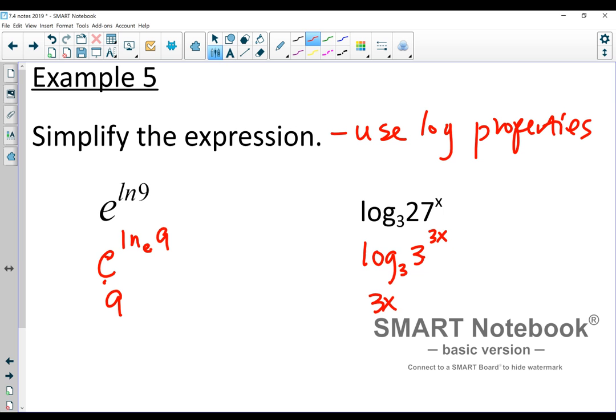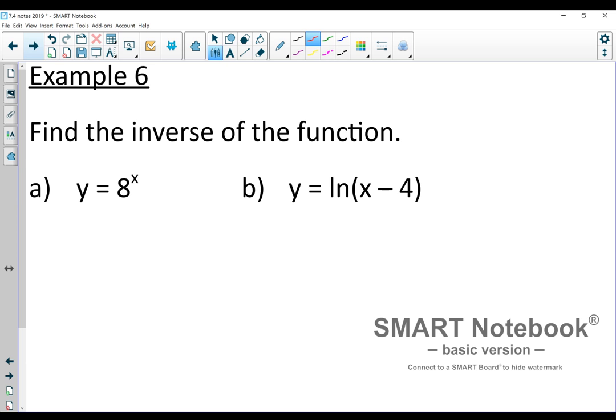So these log properties are not going to be used on the first worksheet that we're doing. Again, we're doing extra stuff that you'll do the day after. So find the inverse. So we're going to practice, because in chapter 6 we learned about inverses. So now we're going to kind of practice that in different chapters. So to find the inverse, remember first we swap our x and y. And then we're going to solve for y.